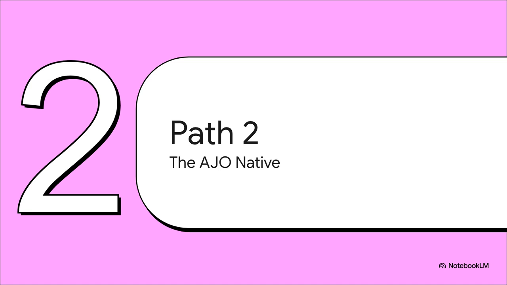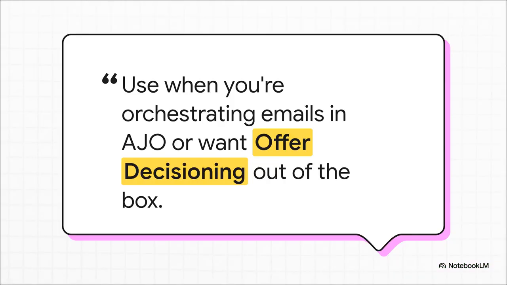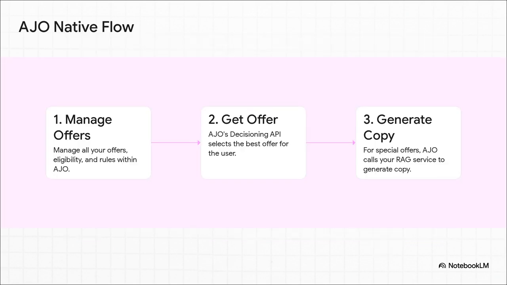Now, this path is for teams who are already working inside Adobe Journey Optimizer, or AJO, which is Adobe's cross-channel campaign management tool. You're going to want to choose this path if you're already orchestrating your customer journeys in AJO, or, and this is a big one, if you want to use its really powerful built-in offer decisioning engine. This approach is all about working natively right inside the Adobe ecosystem. So in this setup, AJO's decision management is really the star of the show. It handles all the logic of who gets what offer.